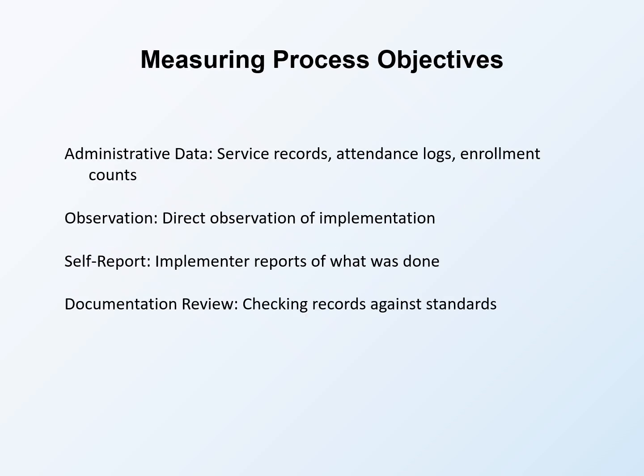Measuring process objectives uses several data sources. Administrative data includes service records, attendance logs, and enrollment counts. These routine records document implementation. They are often readily available. Observation involves directly watching implementation occur. Did facilitators follow the curriculum? Was the intervention delivered correctly? Direct observation is the gold standard for fidelity.